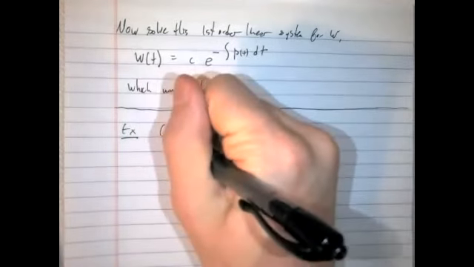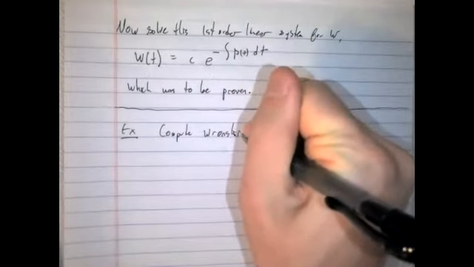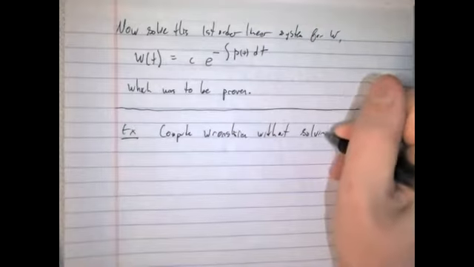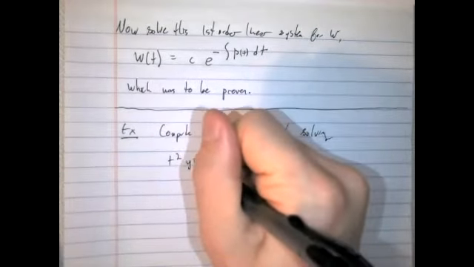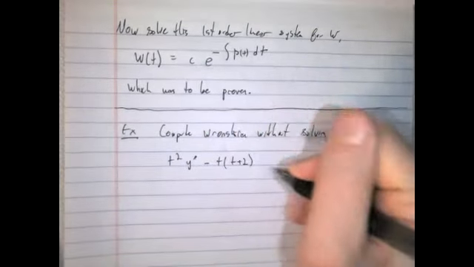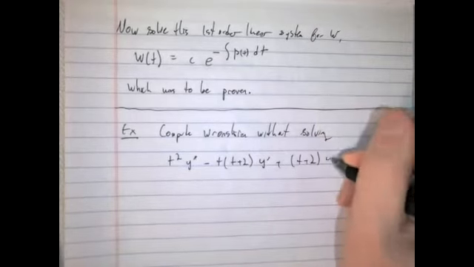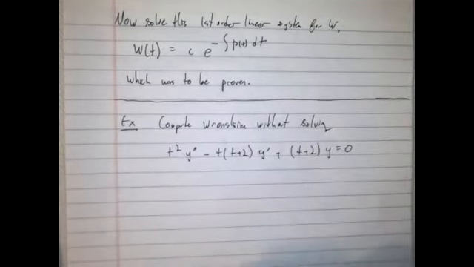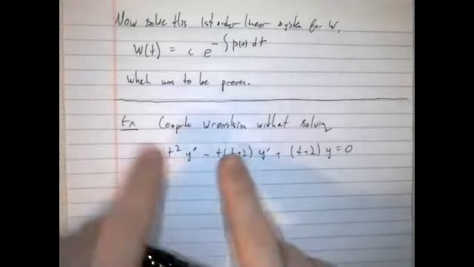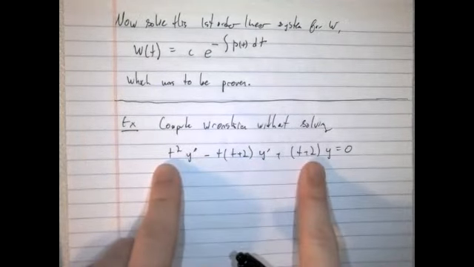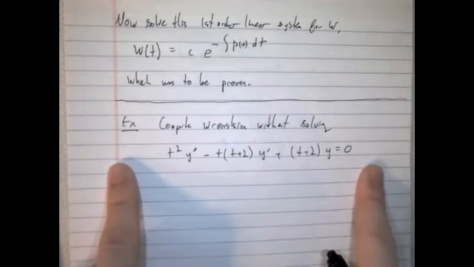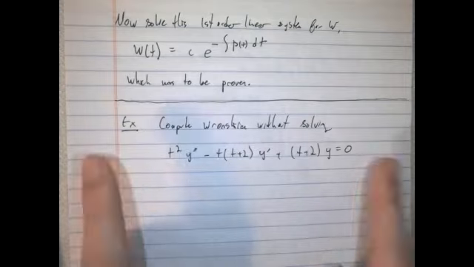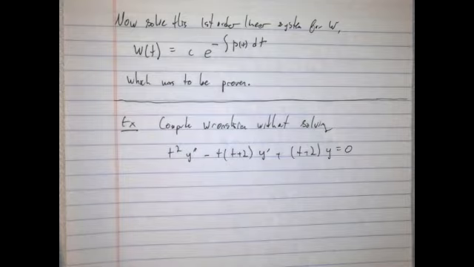Okay. So for instance, compute the Wronskian without solving for t^2 y'' - t(t+2) y' + (t+2) y = 0. And notice the only second order linear differential equations that we have any inkling of how to solve are those where all the coefficients are constants. A priori, at this point, you have no idea how to get solutions to this differential equation. But you can still compute the Wronskian right away, up to a constant factor.